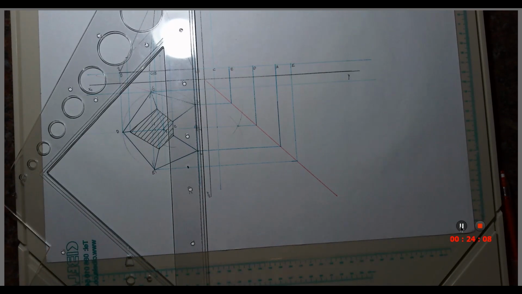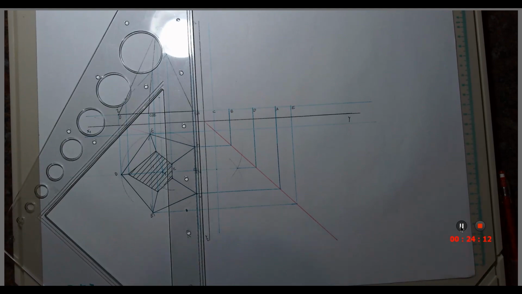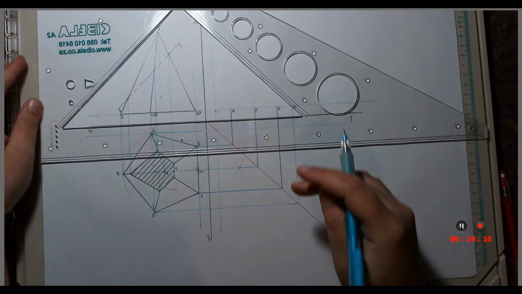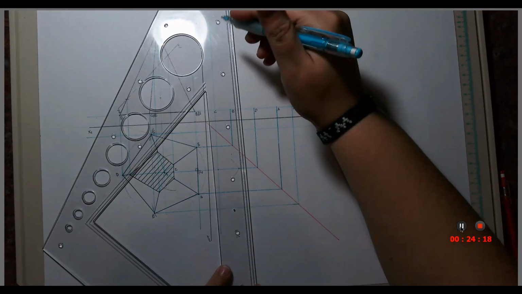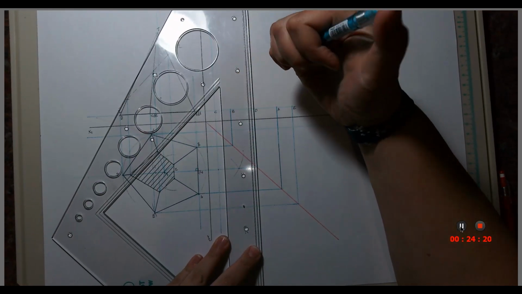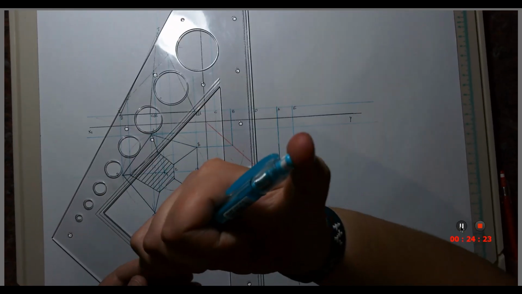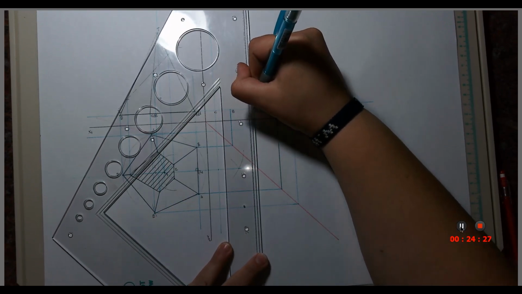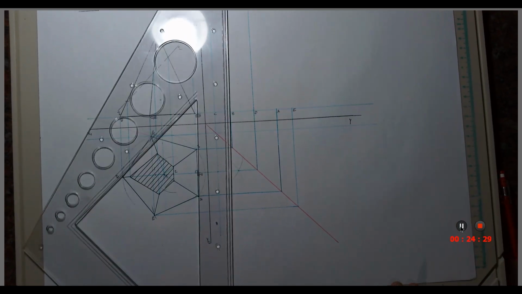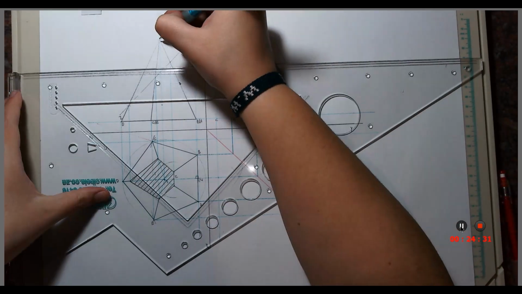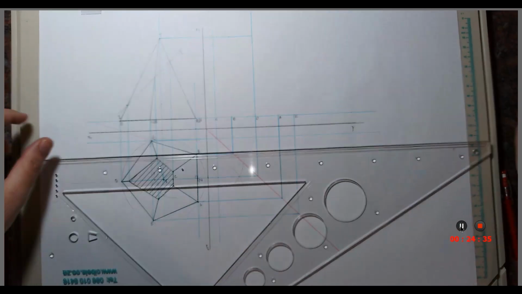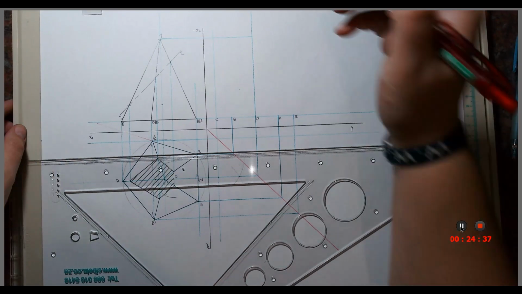There we go, I have all my lines except I still need my top one. So I take my top one, it's in line with D, so I extend D up. What's the height of the top line? Top, take it over. There we go, and this is the top.